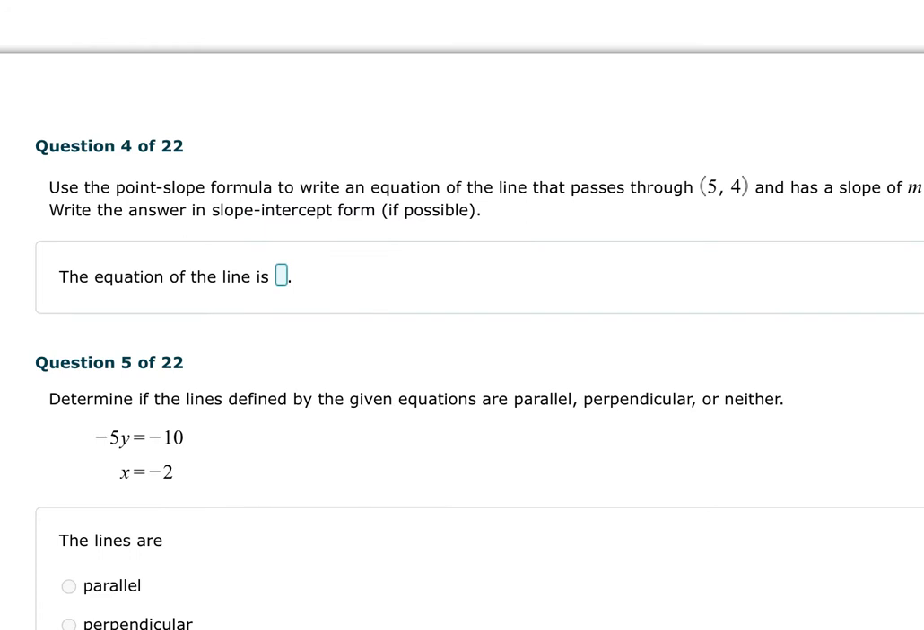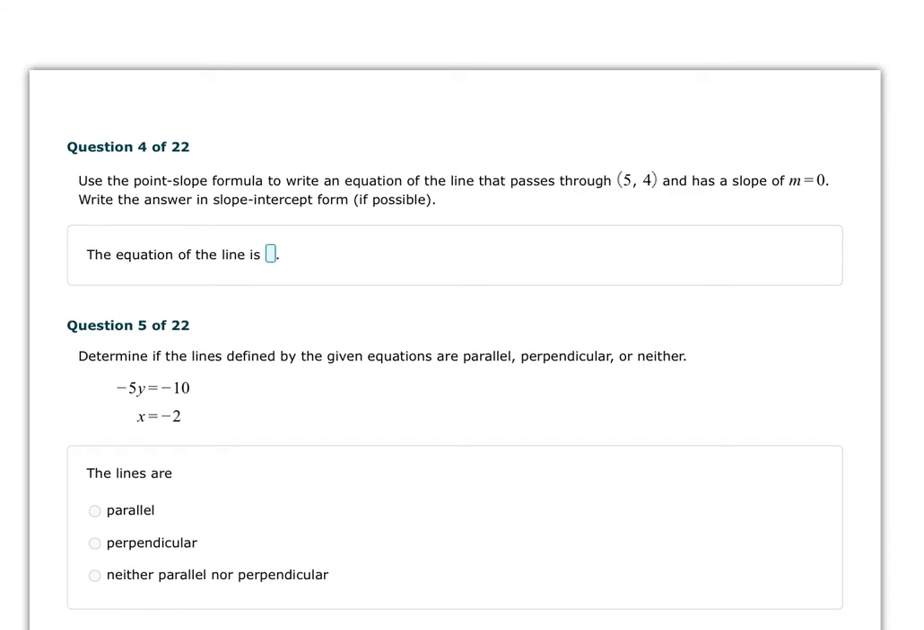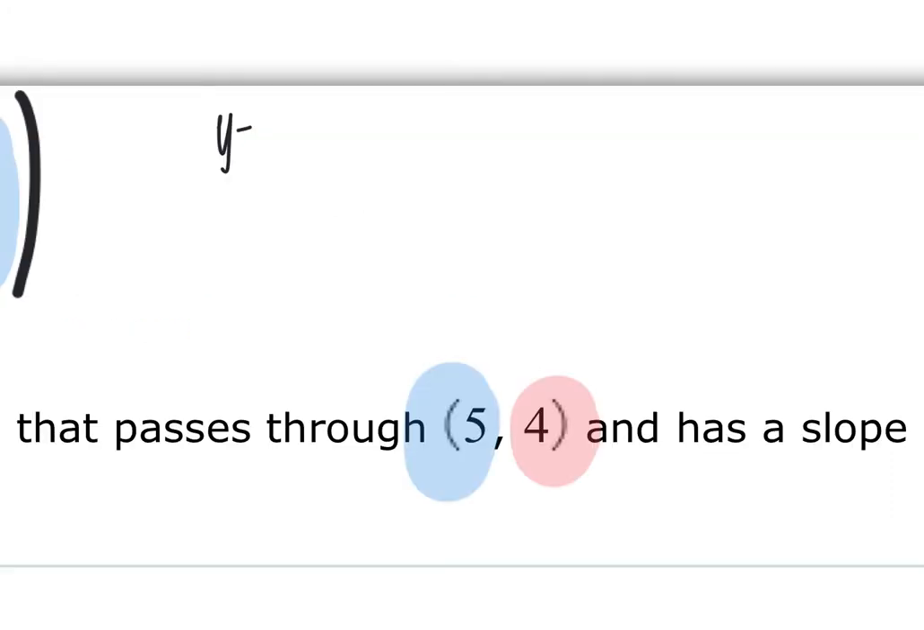So finally, we're on another question. Use the point slope formula to write an equation of a line that passes through the point 5, 4, has a slope of 0. Right here at the top, we have the point slope formula, and I highlighted areas where we're going to plug things in. I already have the slope of 0 and the point given to me, so the only thing I need to do is plug in. So I will say y minus the y value of 4 equals the slope of 0 times x minus the x value of 5.